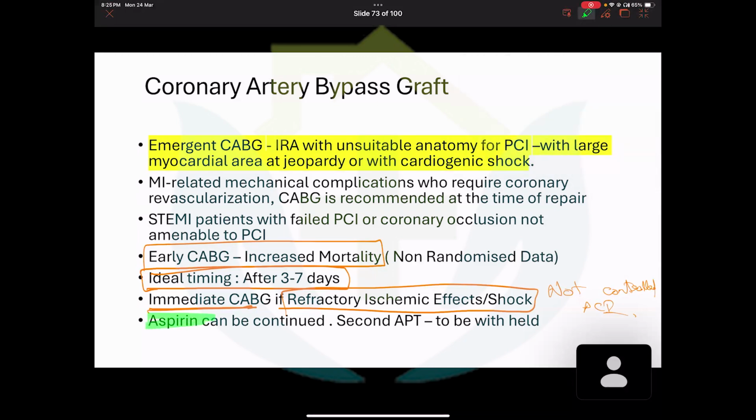Aspirin, because it is an ACS, can be continued. The second antiplatelet needs to be withheld, unlike PCI where you can continue with both. The indication is failed PCI, or not amenable to PCI. Okay.